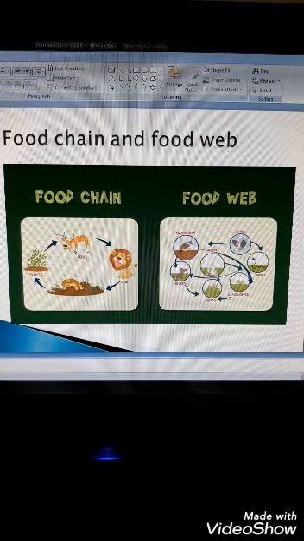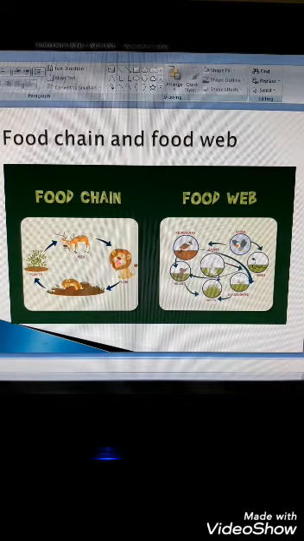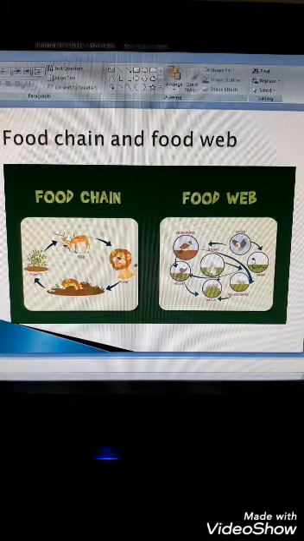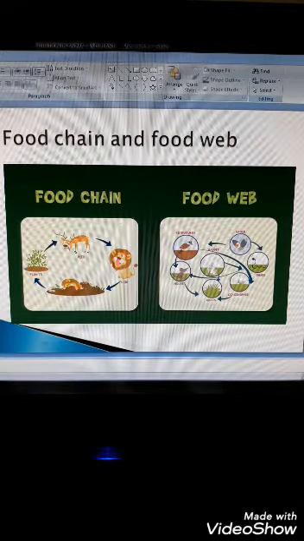Plants make their own food with the help of energy obtained from the sun, and some animals eat plants or plant parts, called primary consumers, and some eat other animals, called secondary consumers. So this process of eating and being eaten is called a food chain. When many of these food chains come together and form a web-like structure, they become the food web. So this is all about the food chain and food web.